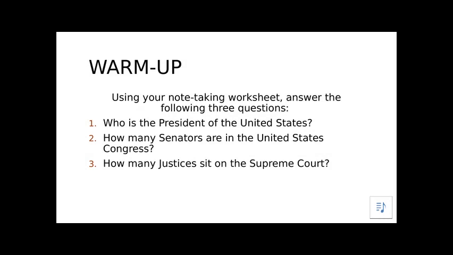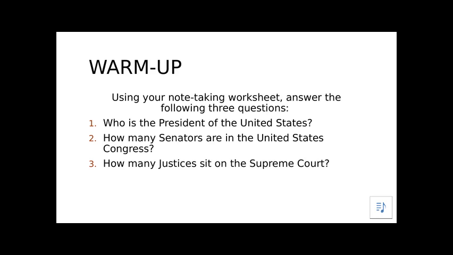Our warm-up directions state, using your note-taking worksheet, answer the following three questions. 1. Who is the President of the United States? 2. How many senators are there in the United States Congress? And 3. How many justices sit on the Supreme Court? So we're going to take a minute, and I'm going to let you just jot down your answers. I'm going to give you about 30 seconds to think about these answers and write them down. And if you don't know an answer, that's okay, because we're going to go over them in a minute.